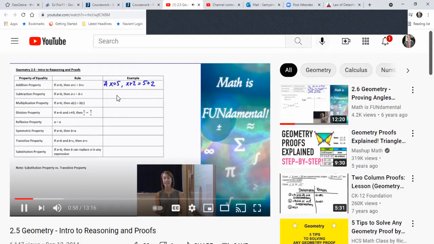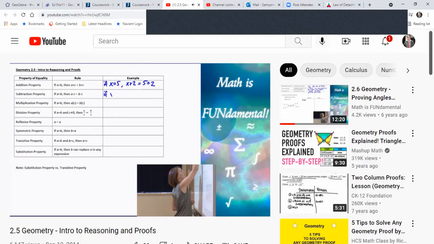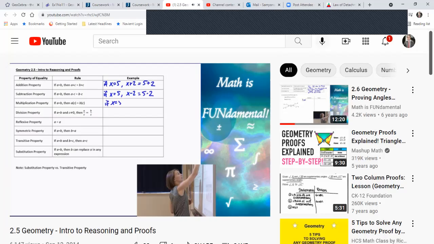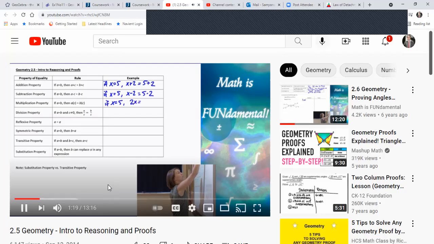Subtraction property, same idea, but this time instead of adding, we'll be subtracting. So if X equals 5, then X minus 2 equals 5 minus 2. So just taking that 2 and subtracting it from both sides of the equation. Multiplication property, moving through here, if X equals 5, then 2X equals 2 times 5.